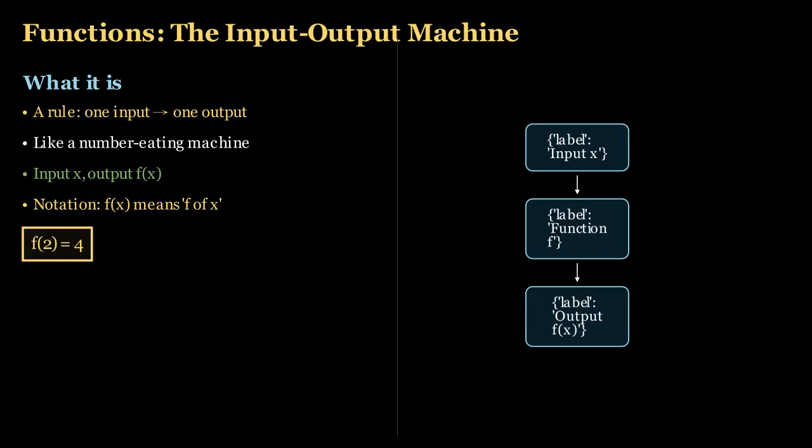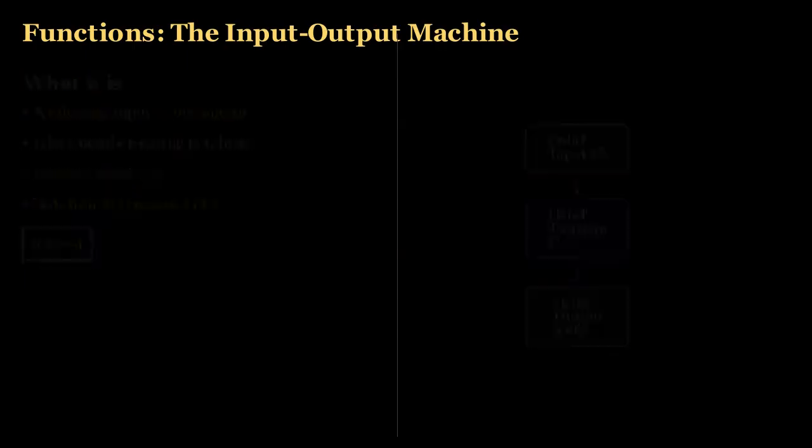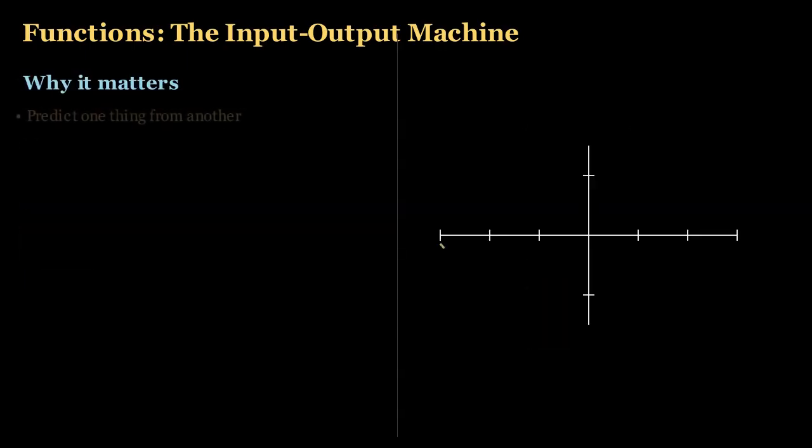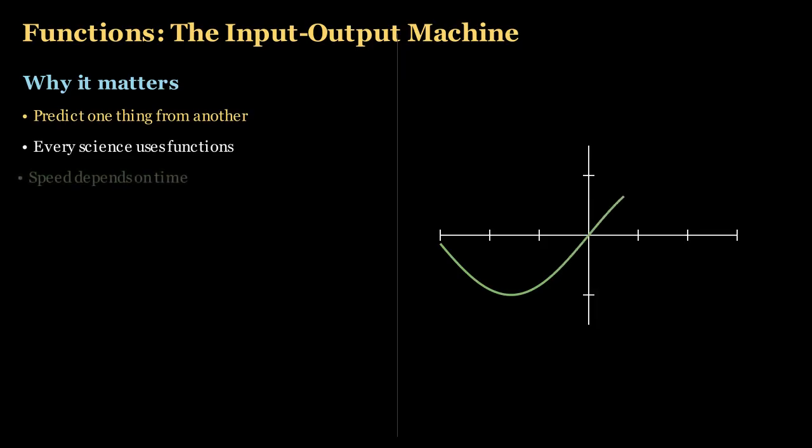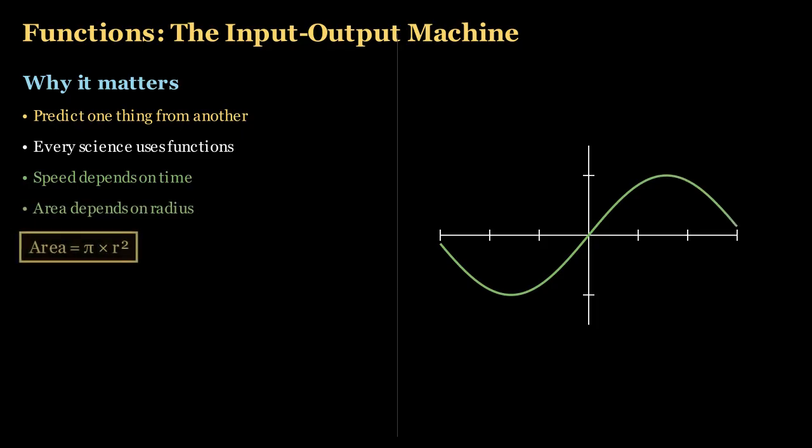Why do we care about a number-eating machine? Because the world is full of relationships where one thing depends on another. How far you travel depends on how long you walk. The area of a circle depends on its radius. A function captures that dependency. It's a promise: tell me the input, and I'll tell you the output. If you can write that rule, you can predict anything. That's what science and engineering are built on.